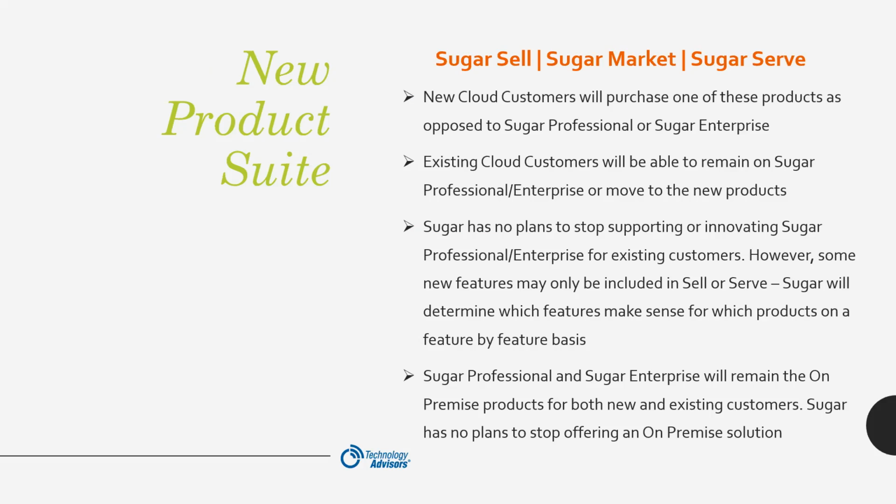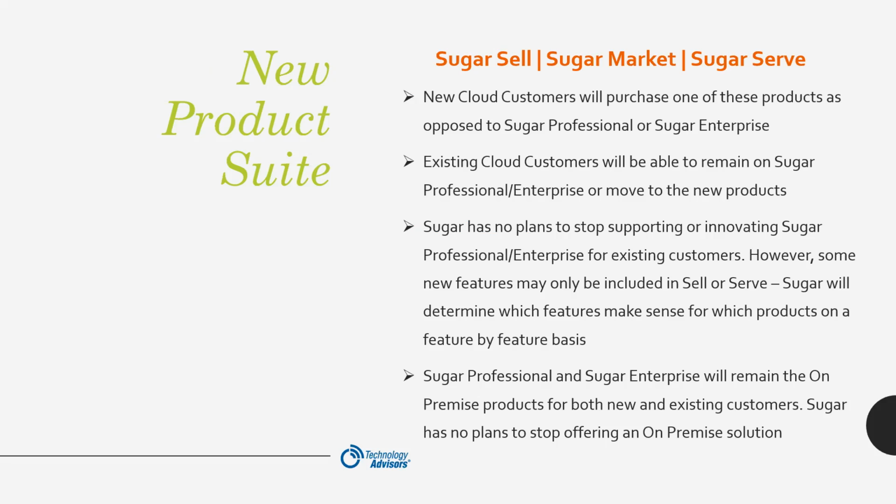Sugar has no plans to stop supporting Sugar Professional and Enterprise or stop providing new features and innovations for Sugar Professional and Enterprise. However, they have said that some new features may only be included in Sugar Sell or Sugar Serve. They'll just determine on a feature-by-feature basis where each thing makes sense. In some places, something is built on top of something that perhaps was only in Sugar Sell or Sugar Serve. Therefore, that feature would only be available in those products and not in Sugar Professional or Enterprise.